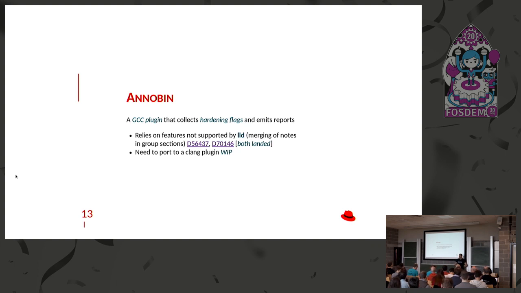So annobin, basically, it's a plugin for GCC, and it records all the compiler flags into notes, so that for each function in the binary, we know which compiler flags were used. And that's mostly used for security. You know which security flags were used for each function. And then you know for your whole binary if some functions were not compiled with the appropriate flags. So that's a GCC plugin.